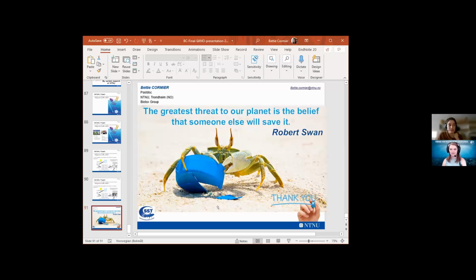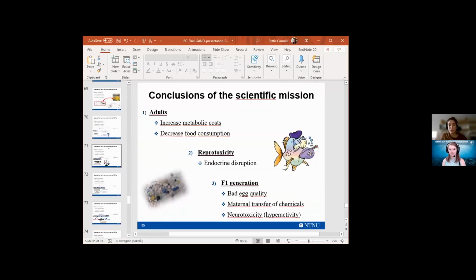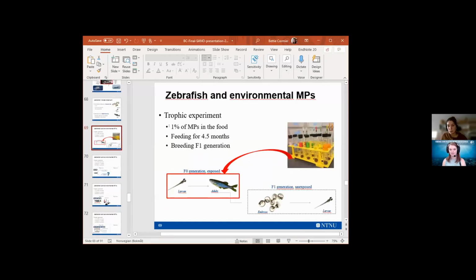So in the study that we are doing, we are trying to keep the environmental concentration that we know so far. In the one that I showed you, when we went to Guadalupe, we fed the fish with 1% of microplastic in the food, and this is the concentration that fish might be exposed to. So in the environment, we assume that they can ingest up to 1 to 3% of microplastic in the food.